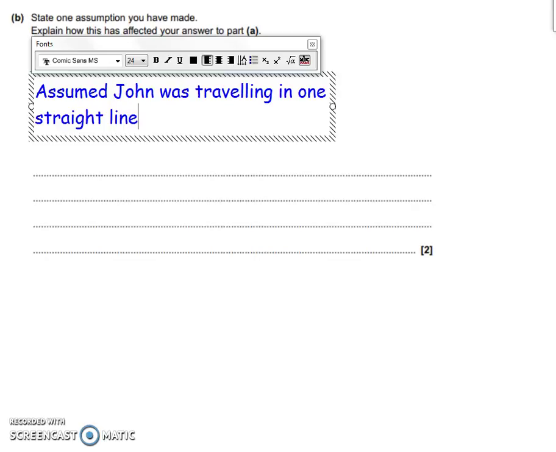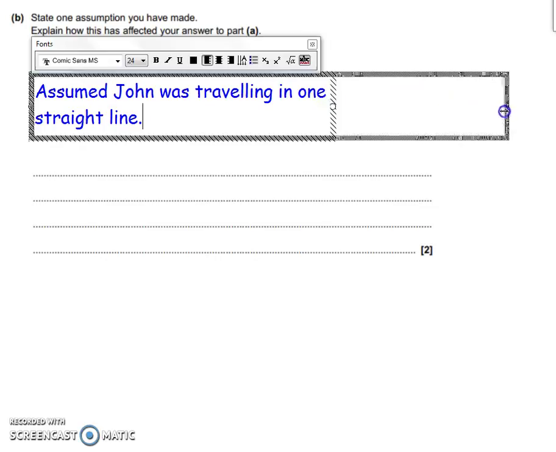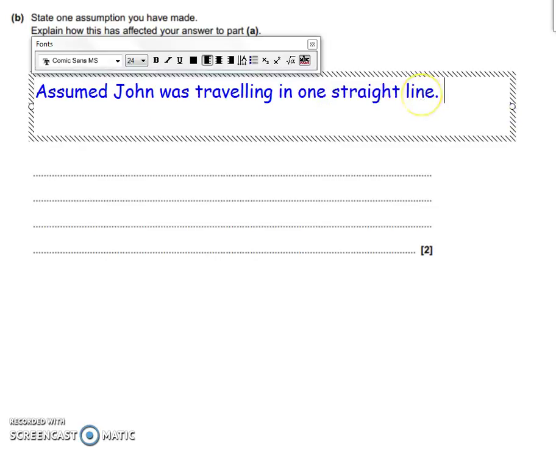That's how we figured out how far it was between Newcastle and Cambridge. Okay, so we'd get 1 mark for that, stating that's the assumption that we've made. Okay, you could also put down we've assumed he won't have any rest breaks. That could be another one. But the second part of the question says explain how this has affected your answer to part A.